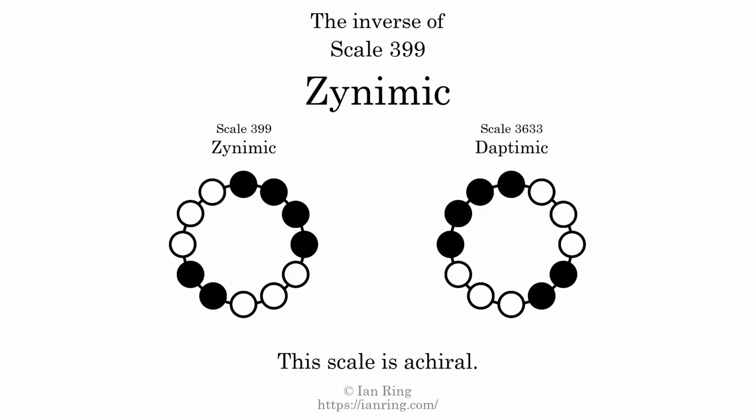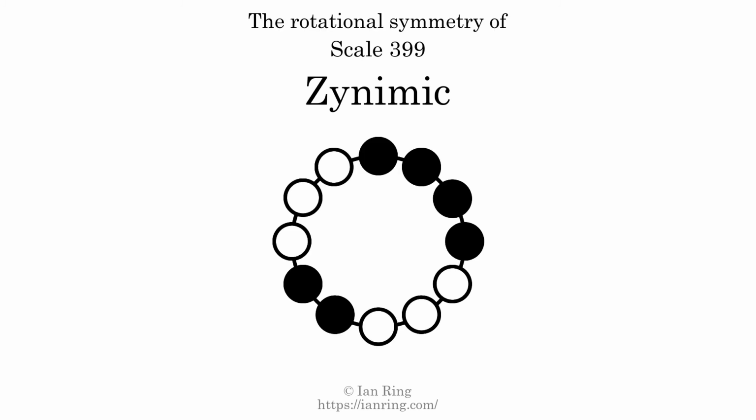The inverse of a scale is a mirror image. It is what you get when the sequence of intervals is reversed. The inverse of this scale is scale 3633, also known as daptimic. This scale is achiral, since it can transform into its own reflection by a rotational transformation. This scale has no rotational symmetry.